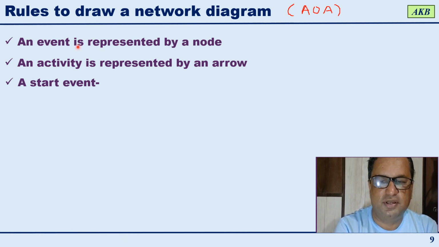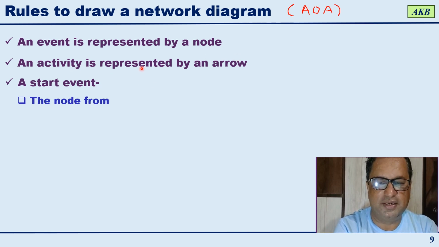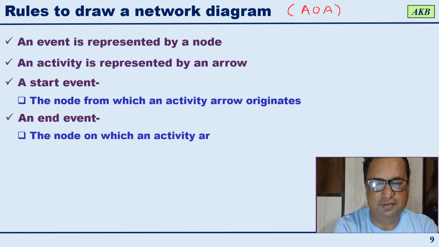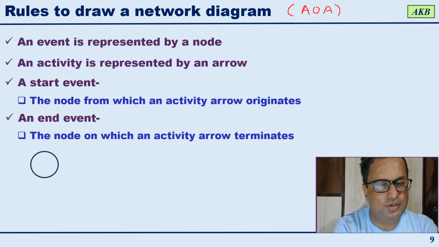First rule is, on this diagram, an event will be represented by a node. An activity is represented by an arrow. What is a start event? A start event is the node from which an activity arrow originates. Start event. What is an end event? End event is the node on which an activity arrow terminates.